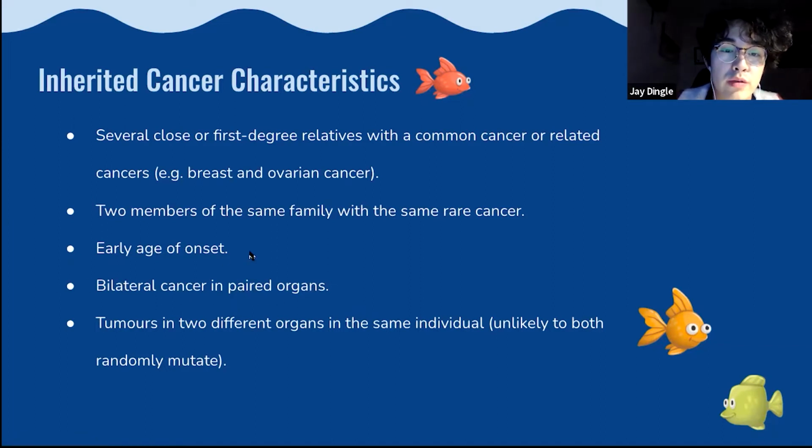So paired organs refer to organs that come in two. So for example, kidneys, not like the heart, for example. So bilateral cancer would mean cancer in both of your kidneys, left and right. This is something to look out for. And then tumors that are in two different organs within the same individual. And this is unlikely to both randomly mutate. So it's important to keep an eye out for this as well when thinking about inherited cancer characteristics. So yeah, that brings us to an end to cancer for this week.